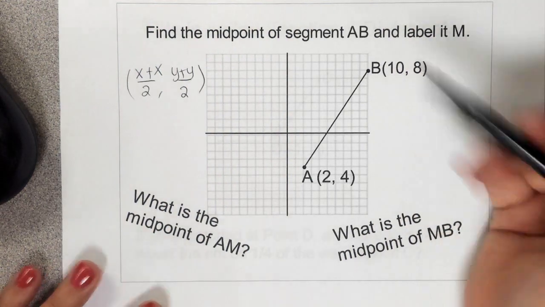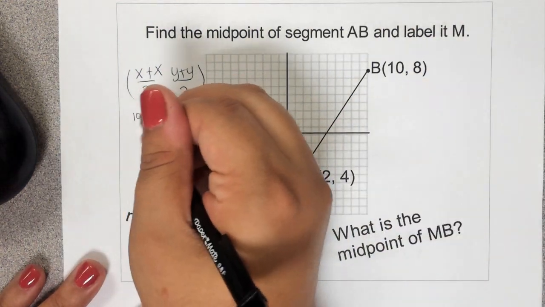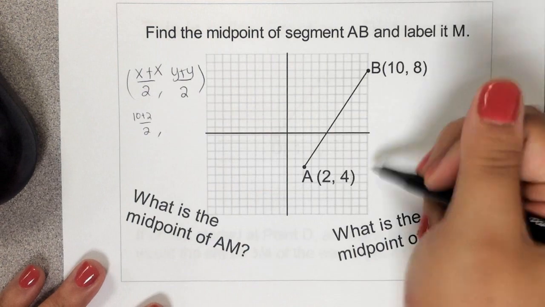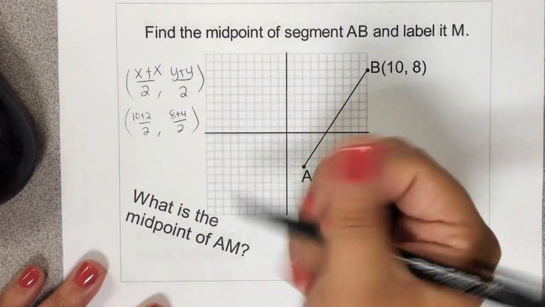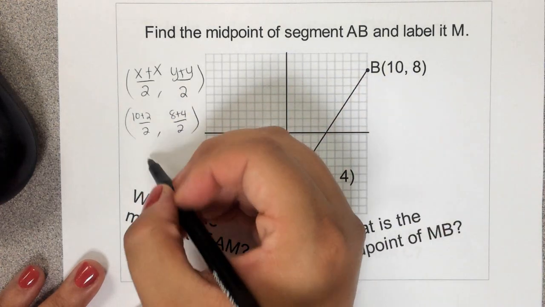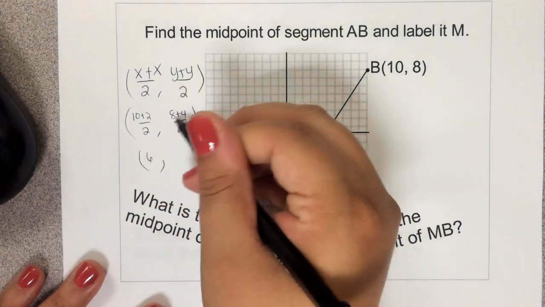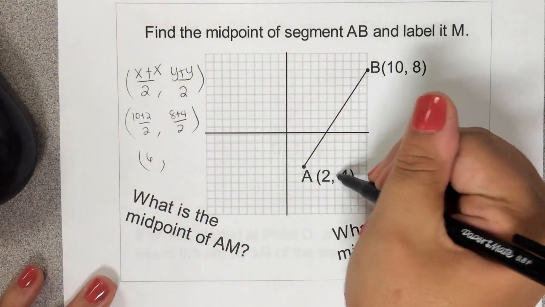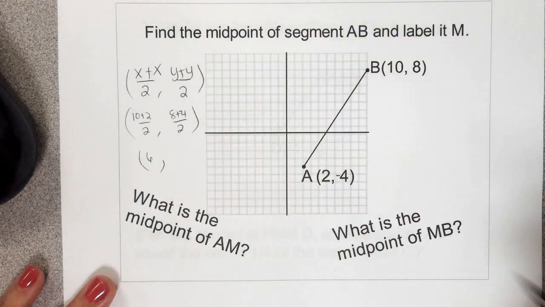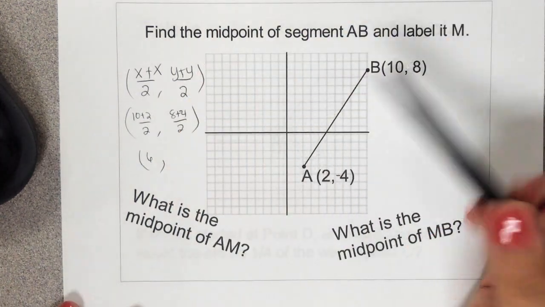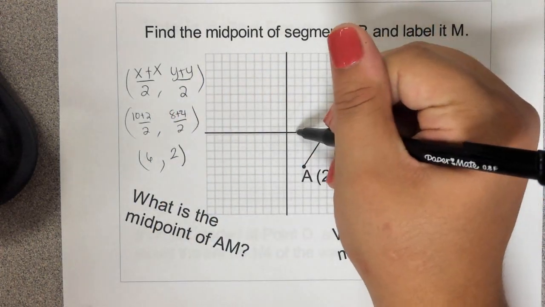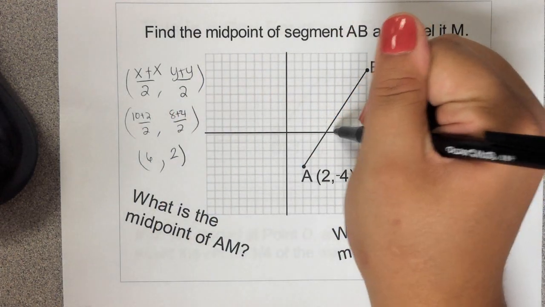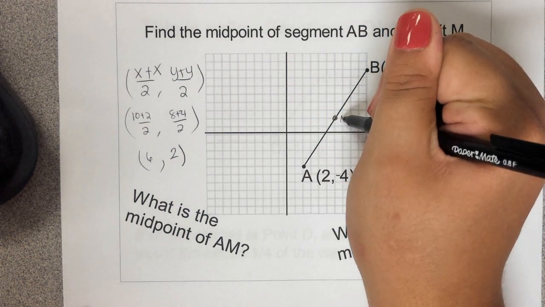And then I would take the x's, 10 and 2, and the y's, 8 and 4. And then we could just reduce. 10 plus 2 is 12, divided by 2 is 6. 8 plus negative 4, I'm sorry, that should be negative 4. And then 8 plus negative 4 is 4, divided by 2 is 2. So then I'm going to go 1, 2, 3, 4, 5, 6, 1, 2, and that is my midpoint.